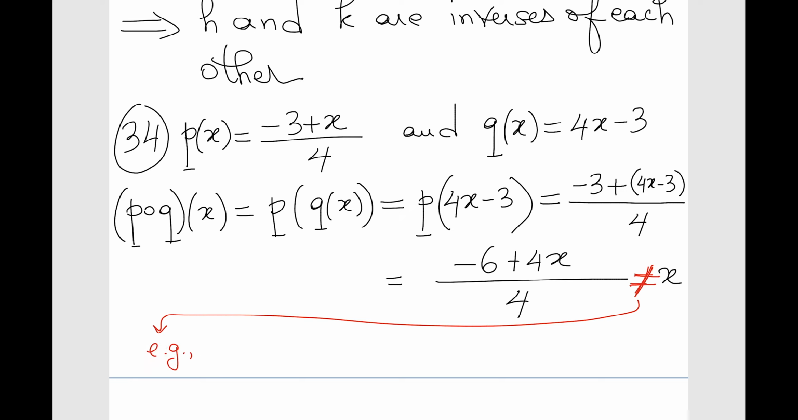For example, for these two entities to be the same, they should be the same for all x. If they're not the same, it means they differ at least for some x. So they're not the same for some x, at least, for you to be able to say that they're not the same. Let's show it. Let's choose an x where this quotient becomes not this. How about choosing the most economical one, which is 0? Let's take x to be 0. The right-hand side becomes 0, but the left-hand side is simply negative 6 over 4, which is certainly not 0.